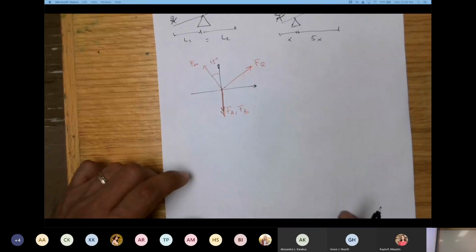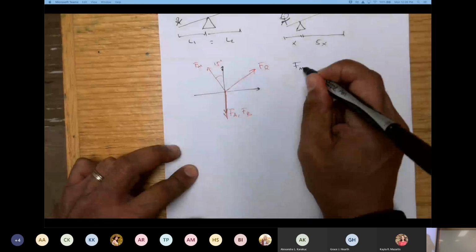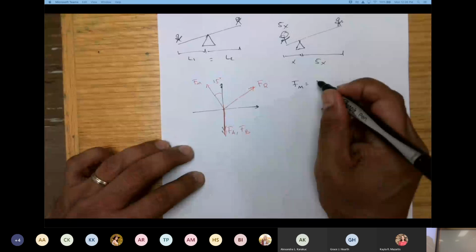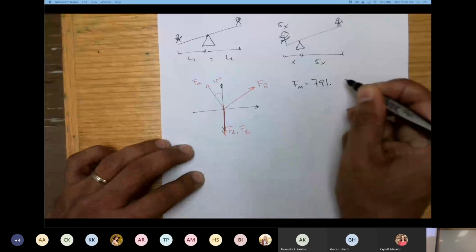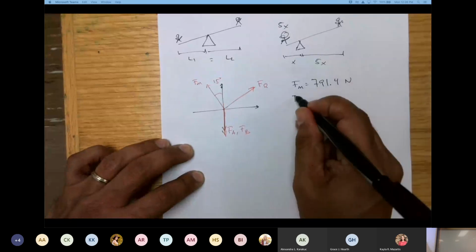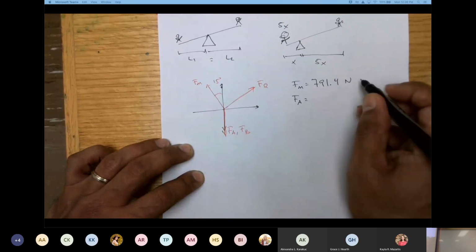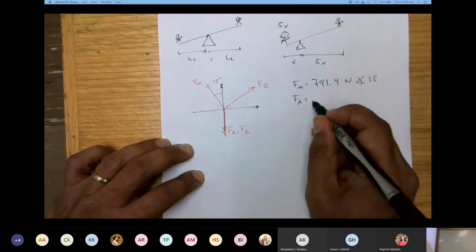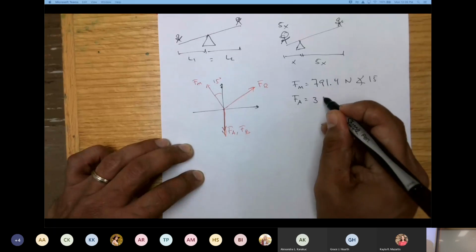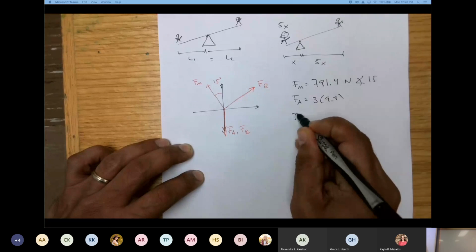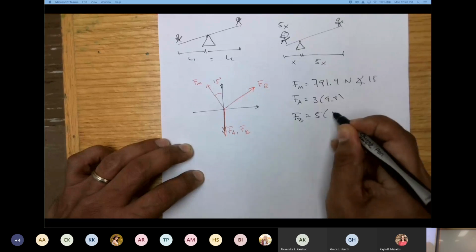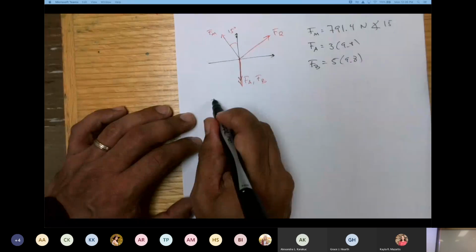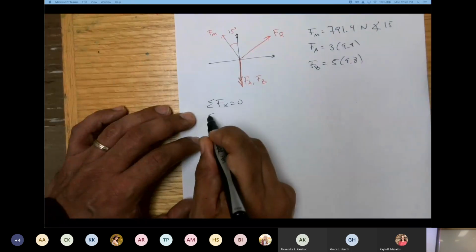Okay, so I know that the force of the muscle is 791.4 newtons at 15 degrees. The force of the arm is going to be 3 times 9.8, and the force of the barbell is going to be 5 times 9.8. Okay, so those are the forces. The equations that I need to solve are the sum of forces in x equals 0, and the sum of forces in y equals 0.